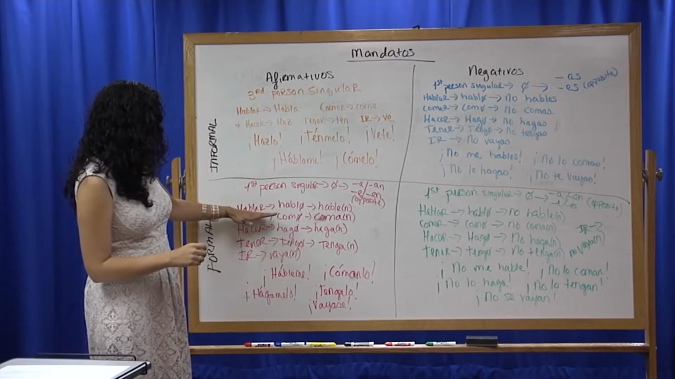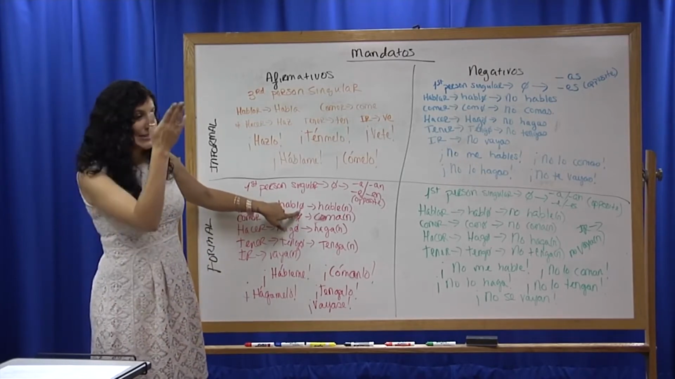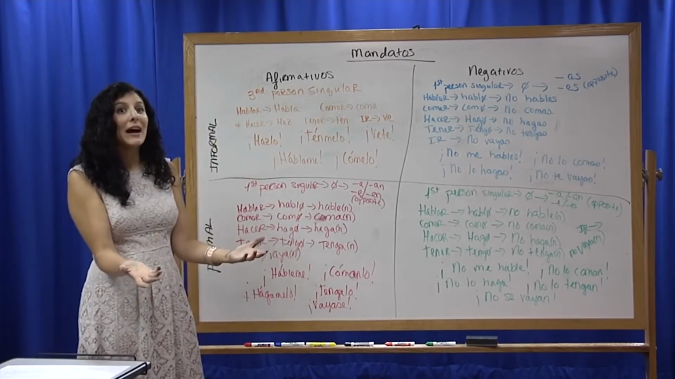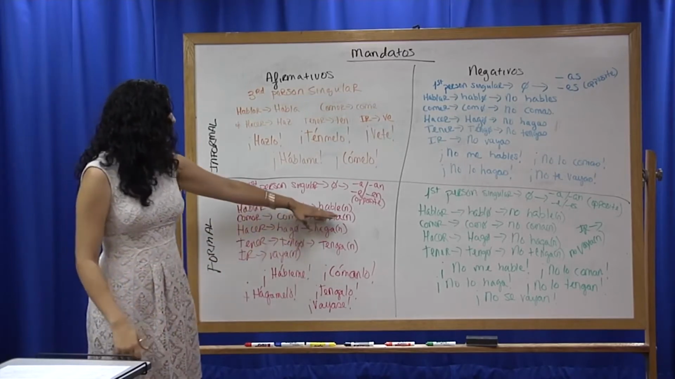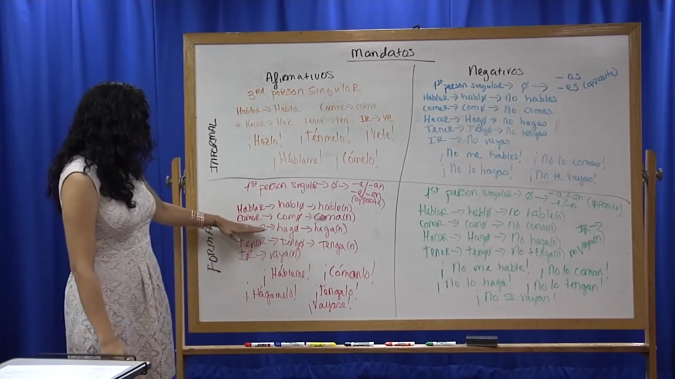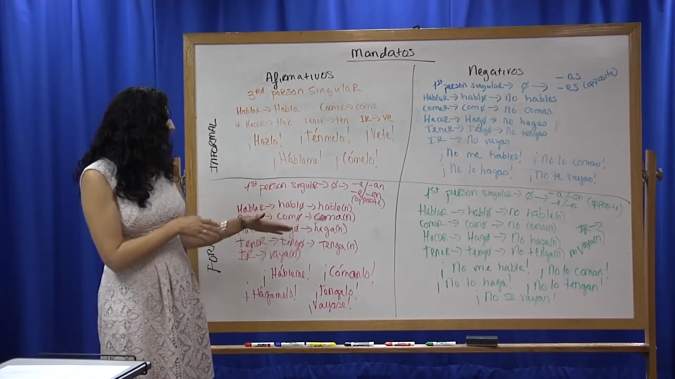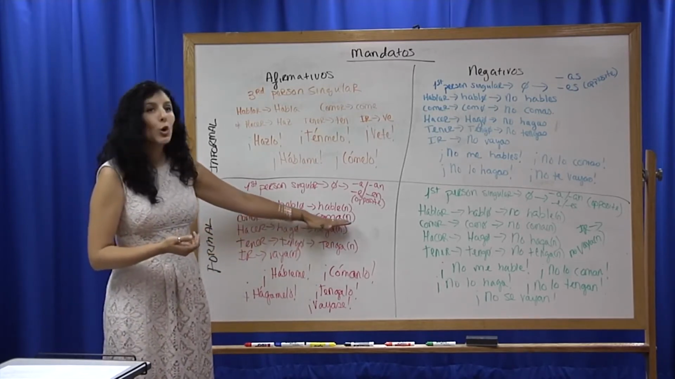Hablar, here's that verb in the infinitive. Hablo is the first person singular. I take off the O, and then I tack on the opposite, and since hablar is an AR verb, that would mean either an E or an EN right here. So hable or hablen. Comer would become como, and then I would take off the O and I would add on the opposite. So it would become coma or coman.